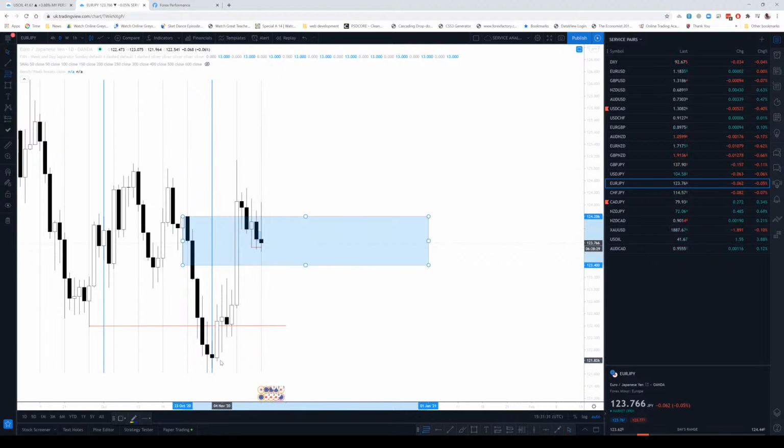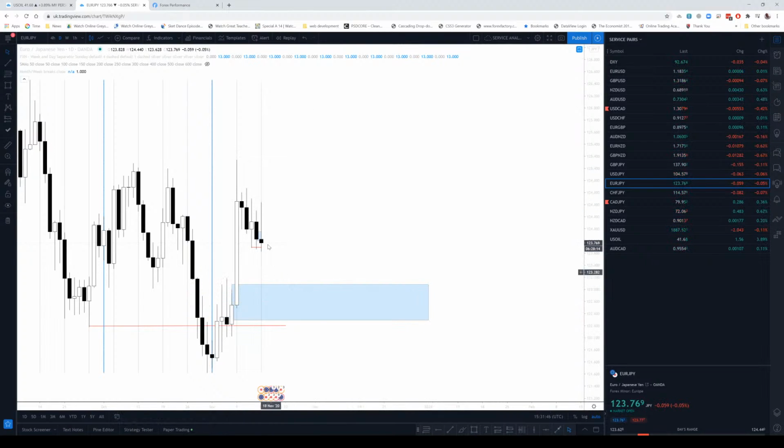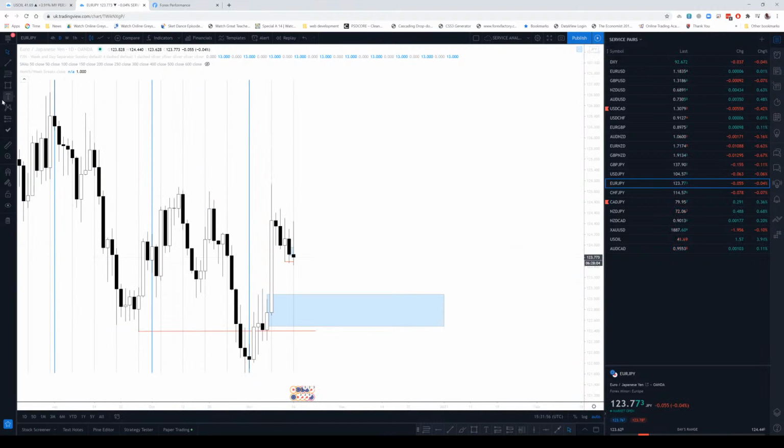So you want to measure this low to that high, and you're looking at this area for your continuation to the upside. I'm bullish on this pair, the Swiss yen, until mid December. So this is just a pullback, and you all know price doesn't go up in a straight line, so there's always going to be a pullback. So this pullback, I'm expecting a continuation to the upside.